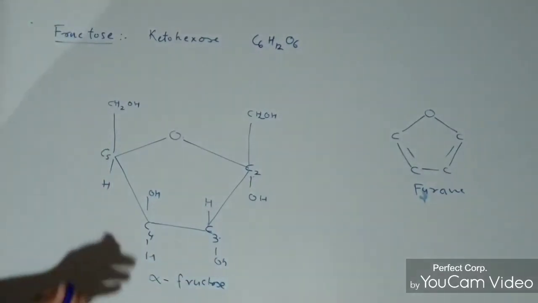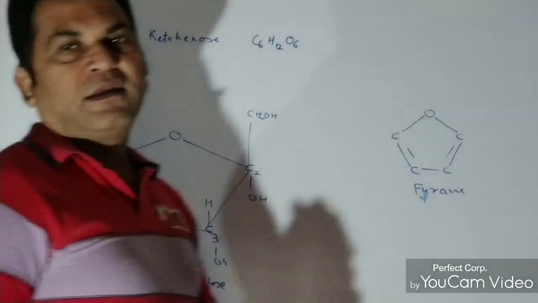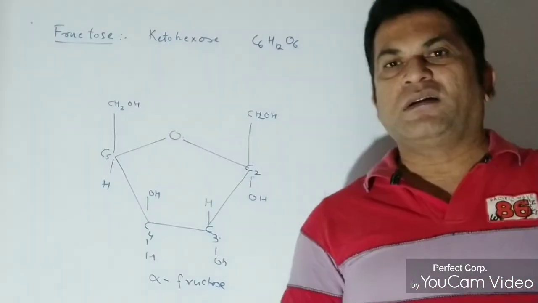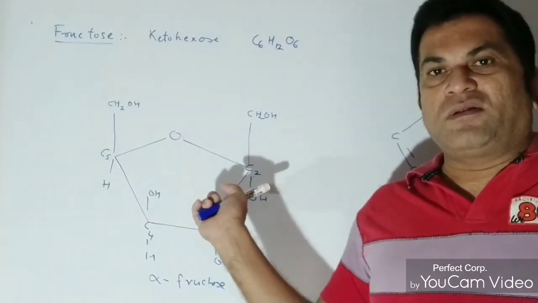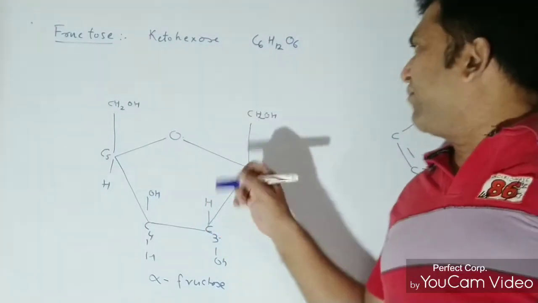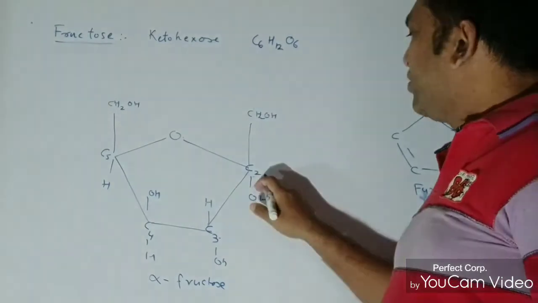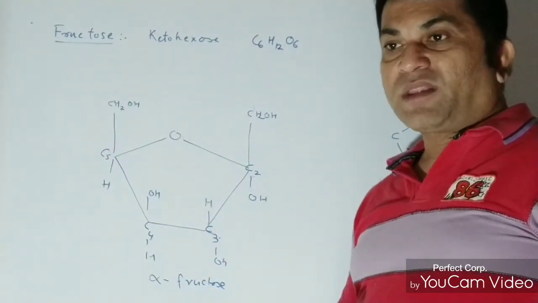Same thing you can draw, and if OH is taken up, then this will be beta fructose. So alpha fructose, so simple. Draw it in the middle in this way. Okay, the second carbon has CH2OH. So first carbon, 2, 3, 4, 5, 6 carbons. So this is the structure of fructose.